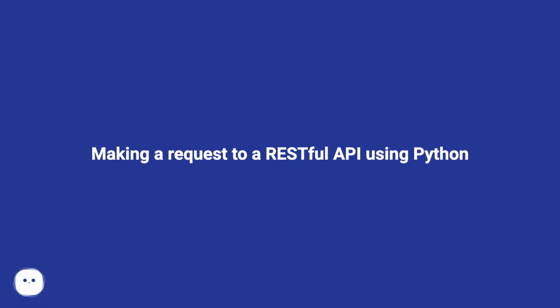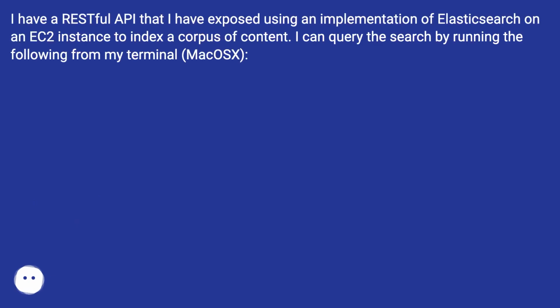Making a request to a RESTful API using Python. I have a RESTful API that I have exposed using an implementation of Elasticsearch on an EC2 instance to index a corpus of content. I can query the search by running the following from my terminal, macOS.